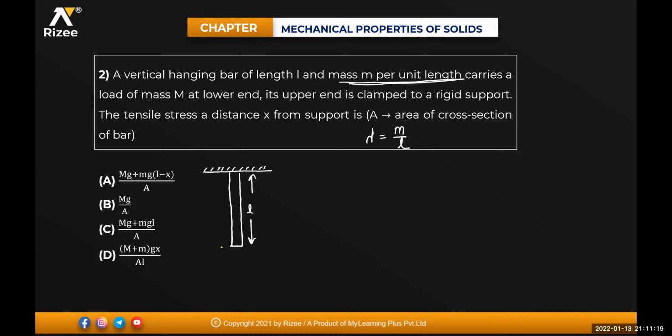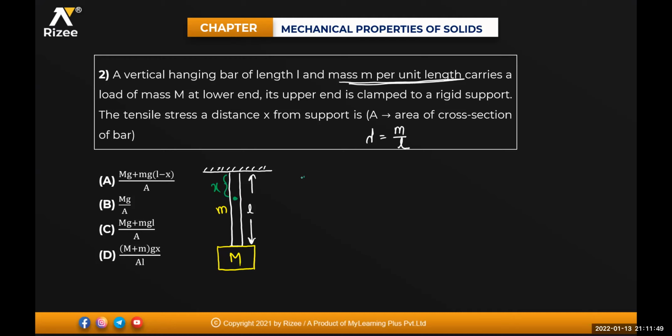Okay. Now to this one, there is a block which has been attached somewhere here. This is, say for example, capital M. This one is smaller. Upper end has been clamped to a rigid support. The tensile stress, what exactly is happening? The tensile stress is at a distance of x from the support. That means from the support, we need to calculate somewhere here. This point is, say for example, x. At this point, I need the tensile stress.